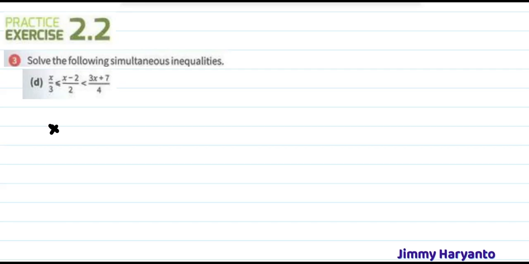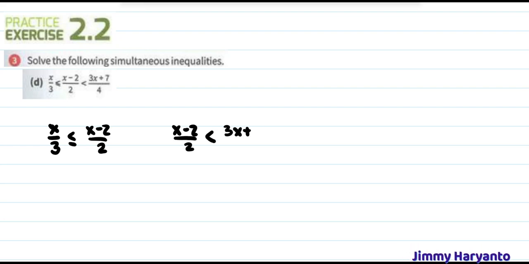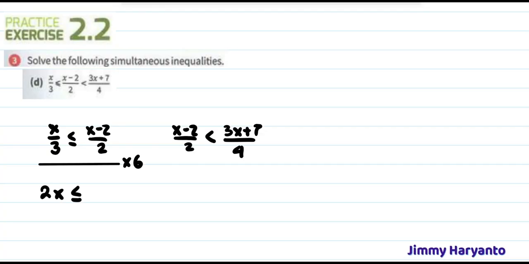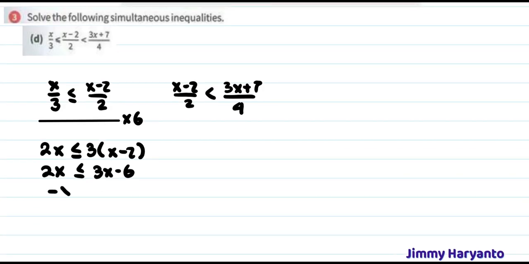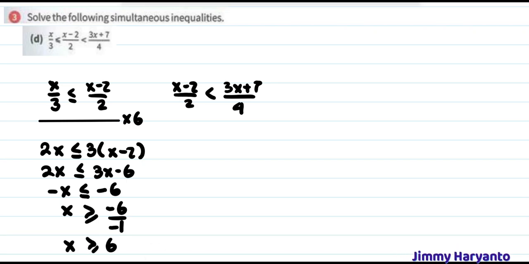For D, I will separate it first like this: x minus 2 over 2, and then x minus 2 over 2 less than 3x plus 7 over 4. For this one, I will multiply them all by 6. So 6 divided by 3 equals to 2. This one is 2x. 6 divided by 2 equals to 3. X minus 2. So I will expand the right hand side. That means 3x minus 6. And then I will move the 3x. 2 minus 3 equals to negative x. And then this one is negative 6. X is negative 6 divided by negative 1. The sign has to be changed. So x is greater than or equal to 6.